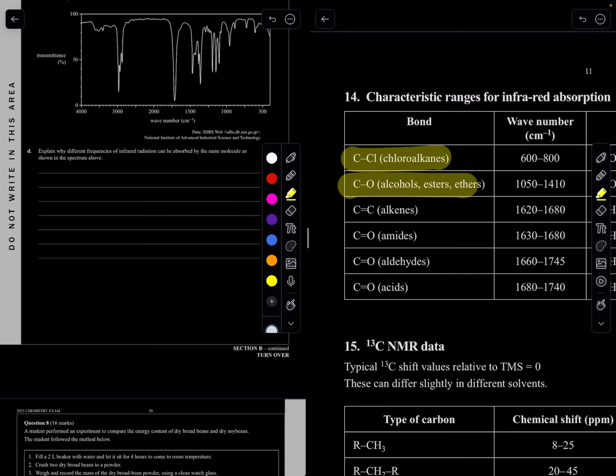Also, something we could talk about is bond strength. Some molecules have stronger bonds due to electronegativity. Let's say you have a molecule that's more electronegative. It means that its bonds are much stronger than the normal parts. So that's why you could have totally different frequencies.